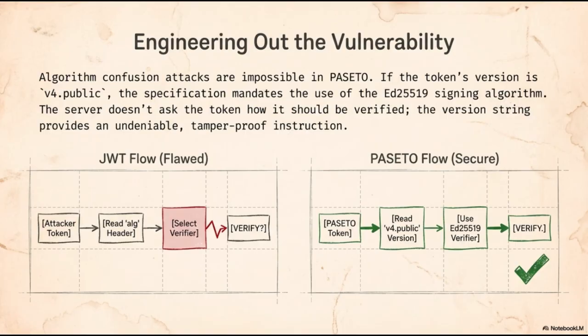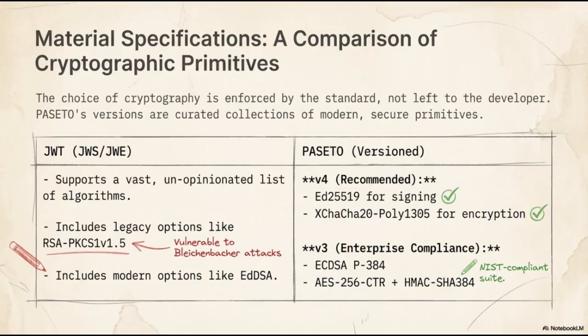PASETO eliminates this vulnerability through strict versioning. As you can see in the secure flow on the right, the version string, such as v4.public, mandates exactly which algorithm must be used, like Ed25519. The server no longer asks the token how it should be verified. Instead, the version provides an undeniable, tamper-proof instruction. By making the algorithm choice a requirement of the protocol version rather than a user-defined header, we effectively make algorithm confusion attacks impossible.